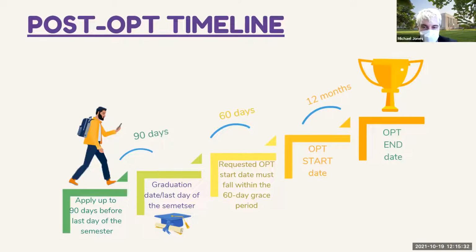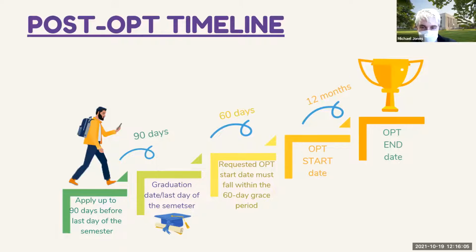And then one thing to note is that if you do apply late and it takes a while to process, they may push your start date back later. Your requested OPT start date may not always be the start date on your EAD card. So that's one thing to know also. Now, after you get approved, then you'll get your OPT start date. And once you see that, from there you have 12 months to work. And then after 12 months, that's your OPT end date.